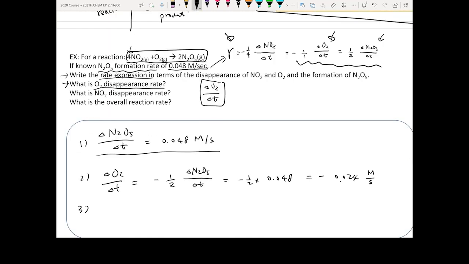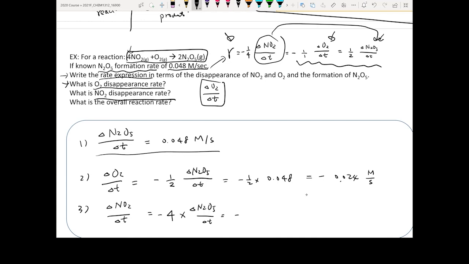Now, third, what is the NO2 disappearance rate? So the one is delta NO2 over delta T. And then you know this is equal to that. This should be 4 times delta N2O5 over delta T, that's equal to negative 4, that's actually coefficient 1/2, okay. So it's 2 times 0.048 equals negative 0.096.